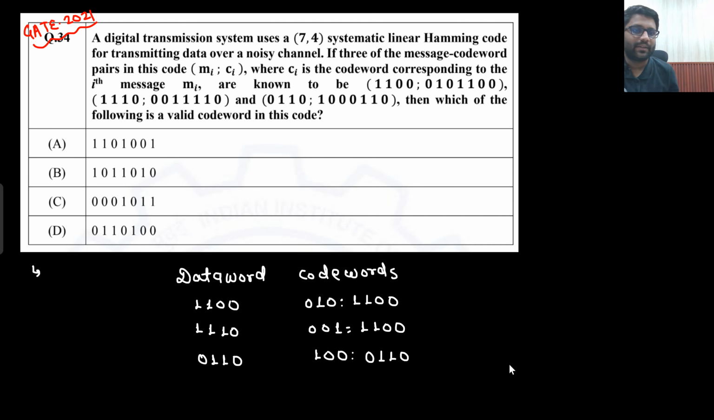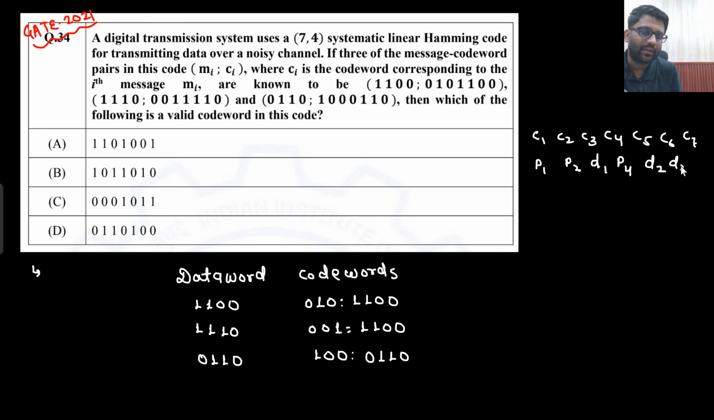So generally what do we study? The Hamming code that we study in this manner: for (7,4) there will be a total of 7 bits in the code word. The first parity bit, the second parity bit, then a data bit, then another parity bit, and then the data bits. This is the standard Hamming code that we study, and this is known as a systematic Hamming code. But this is not the pattern given here.